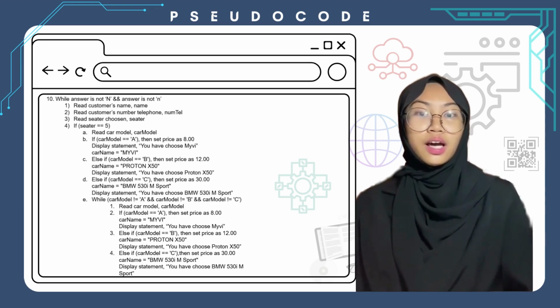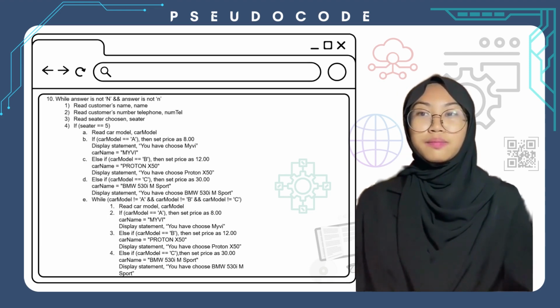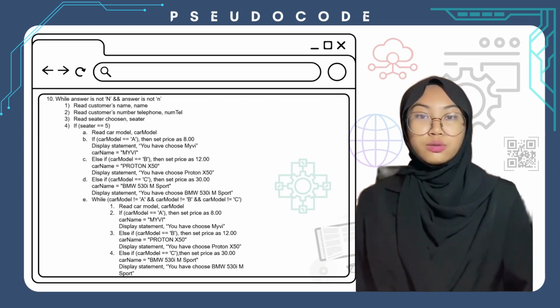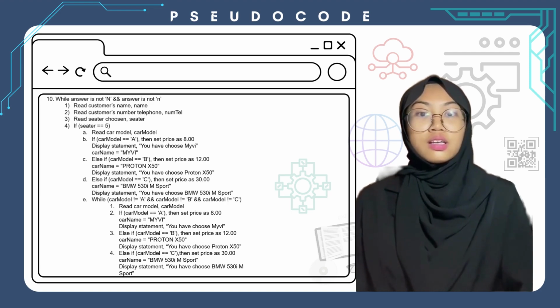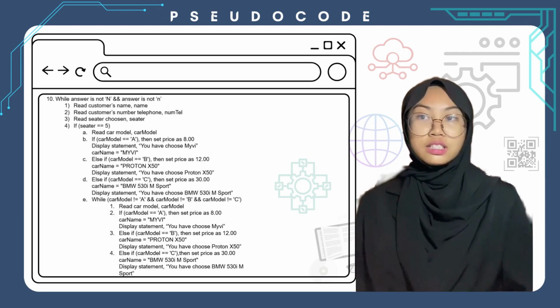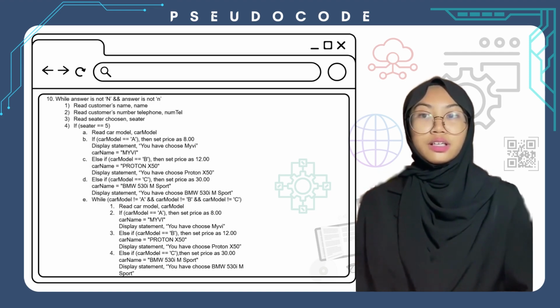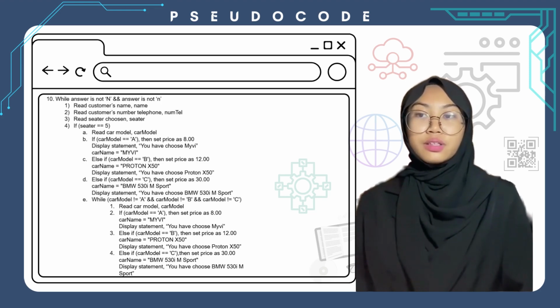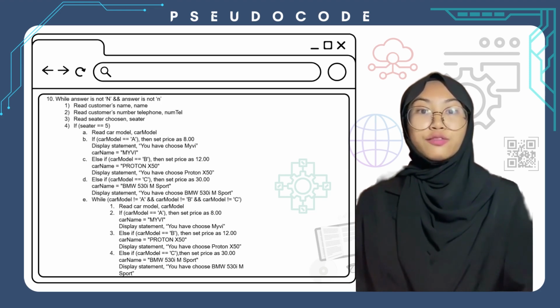If the customer enters other than n, it will read the customer name, the customer telephone number, and the seater chosen. From the seater chosen, we will use the nested if selection. If the customer chooses the 5-seater, it will read and display the car model. If the car model is A, then it will set the price at 8 ringgit and the car name is MyV. The statement will be displayed as you have chosen MyV.